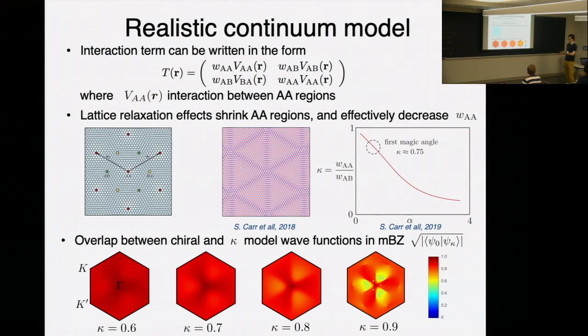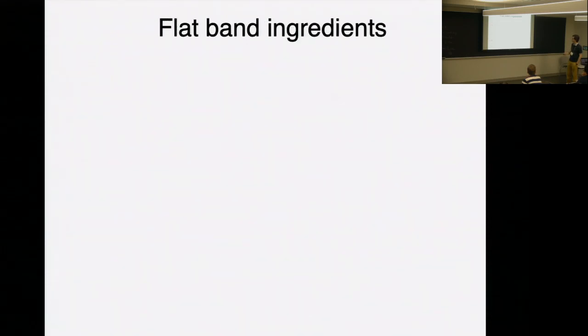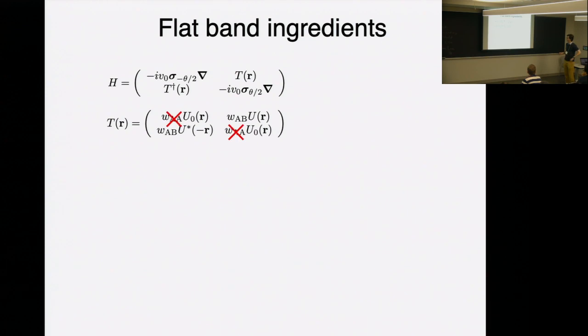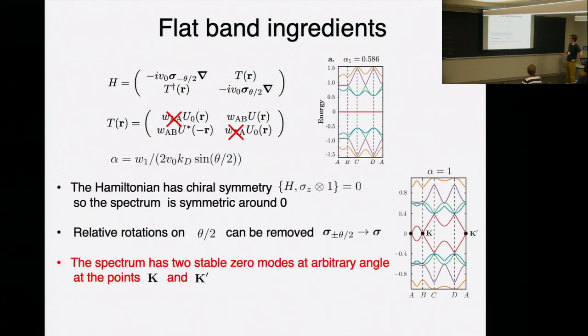how the chiral symmetric model relates to the realistic continuum model where we don't have zero AA terms. And for this, we can plot the overlap between wave functions of the flat band of the chiral model and of some continuum model with some non-zero kappa. Kappa is not small, it's 0.7, so it's not in the perturbation limit. And for kappa equals 0.6, the red means that the overlap is very close to 1.